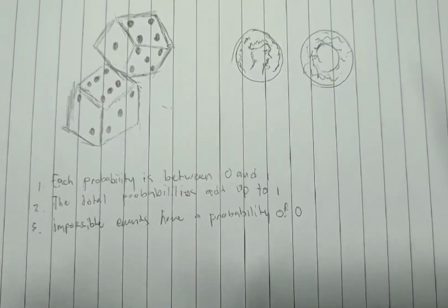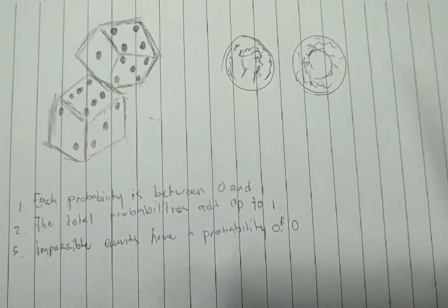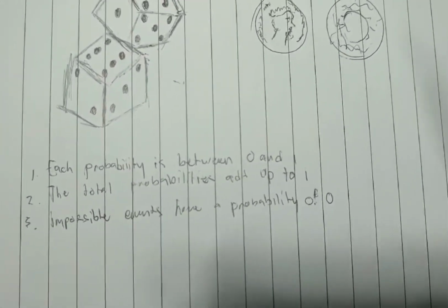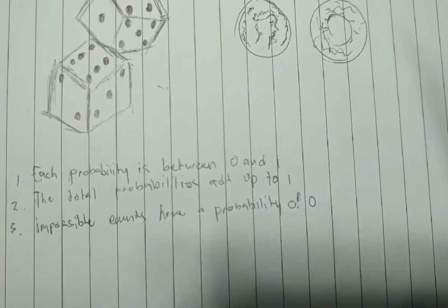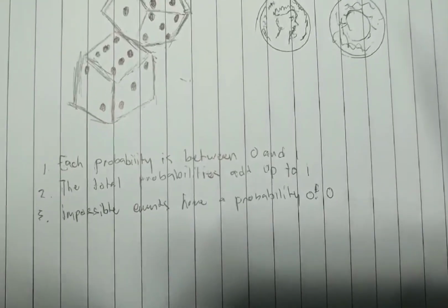There are 3 important rules for discrete probability distribution. First, each probability is between 0 and 1. Second, the total probabilities add up to 1. And third, impossible events have probability of 0.